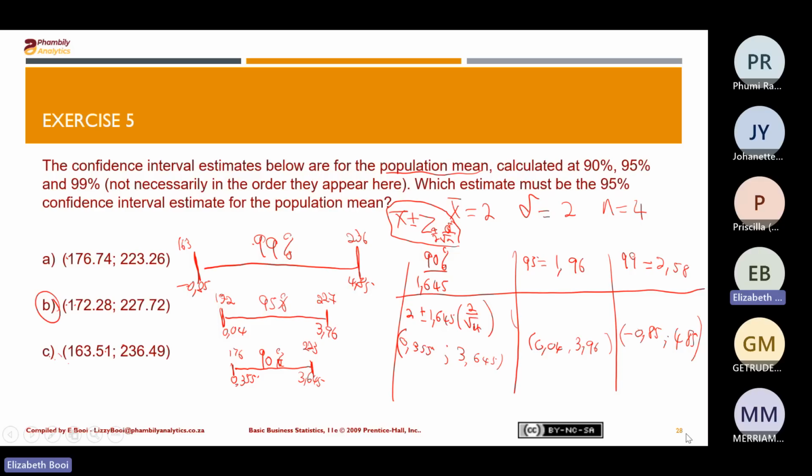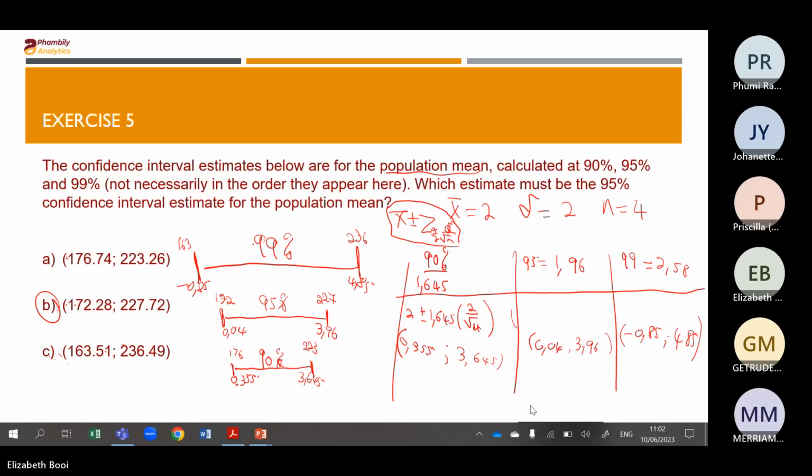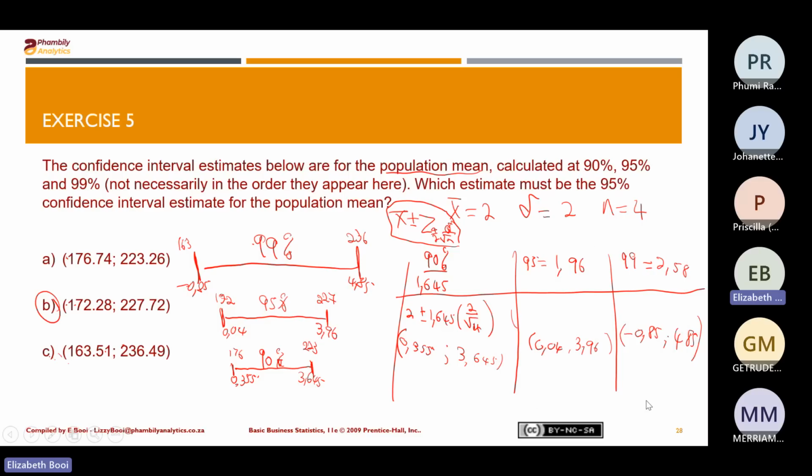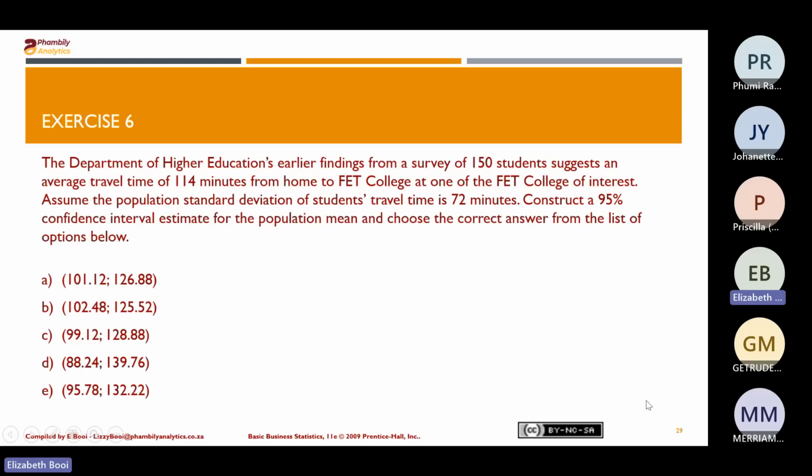And I think we are over time in 2 minutes, but I do have an additional exercise that you can also do. So you can take a picture and do it on your own. So yeah, they're also giving you the population standard deviation. So you will use Z alpha divided by 2 to construct that.